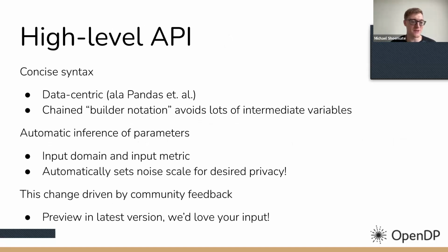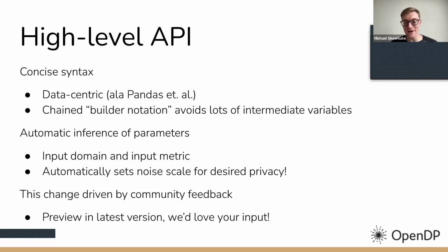So you might have noticed code in the previous slides has a fair amount of complexity, lots of right shifting. This new higher level API is data centric. There's this change builder notation where you can .chain to invoke constructors. It'll automatically infer parameters like input domain and input metric from the computational context, and automatically set noise scale for desired privacy levels. It seems like no one likes binary searches. I wonder why.